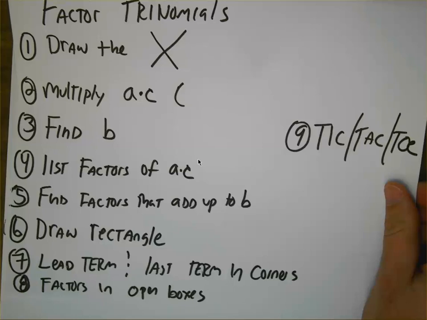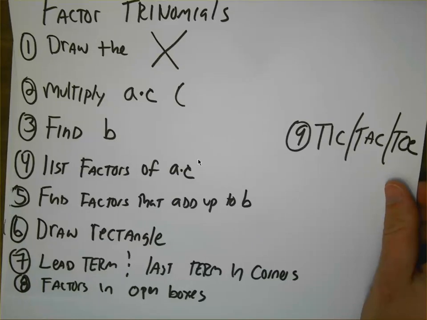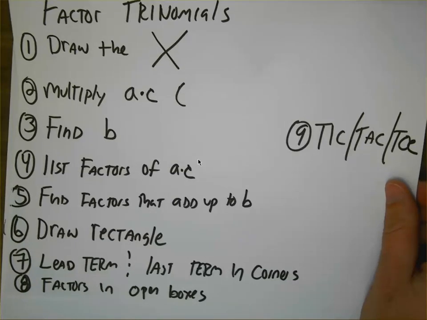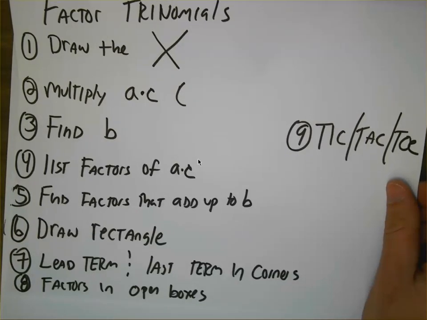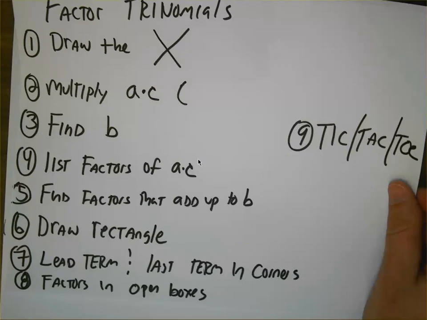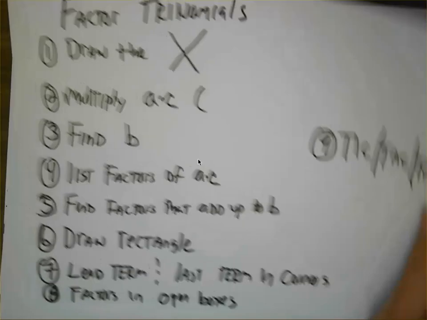All right, so step 1, draw the x, multiply a times c, find b, list the factors of a times c, find the factors that add up to b, draw the rectangle, lead term and last term in corners, factors in open boxes, and then tic-tac-toe. So let me just show you how this works. Okay, so here we go.